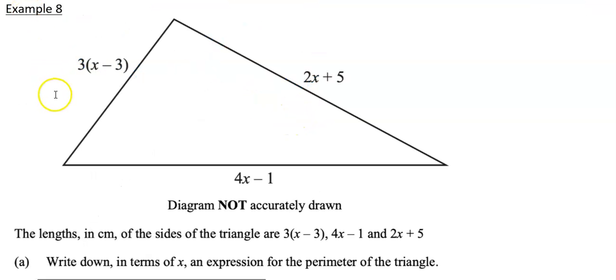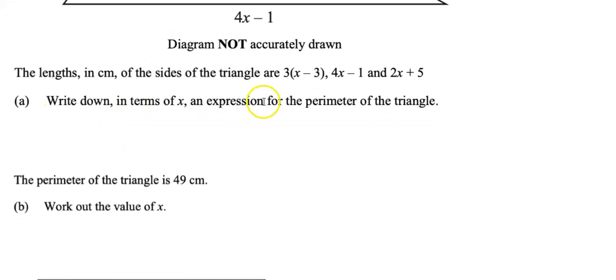Okay, this question is a diagram question where you've got a triangle and each side is labeled in terms of x. It says write down in terms of x an expression for the perimeter of the triangle. Now they've been nice to us here. They've written down the sides, so I can write down the perimeter without seeing my diagram again.